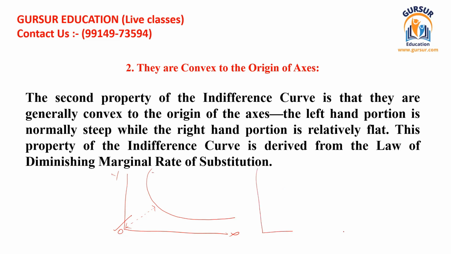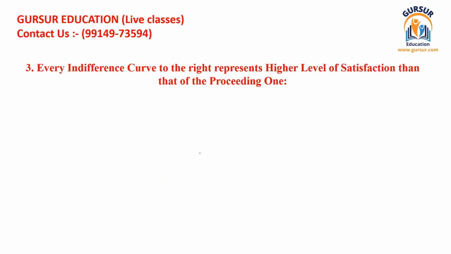Although we have studied under the concept of increasing marginal rate of substitution that this can be otherwise, I've already told you that it happens very rarely, in very rare cases. So in 99.99% of cases, it is always convex to the origin of axis.